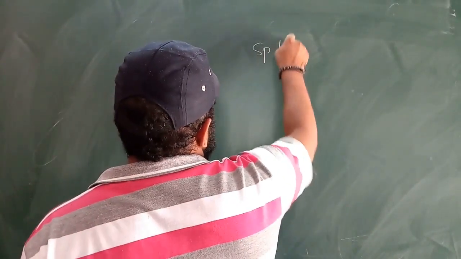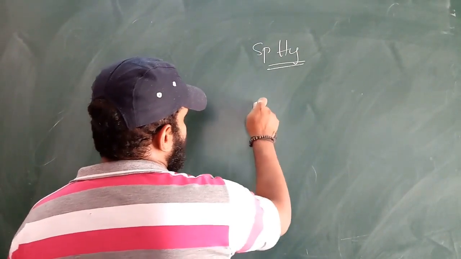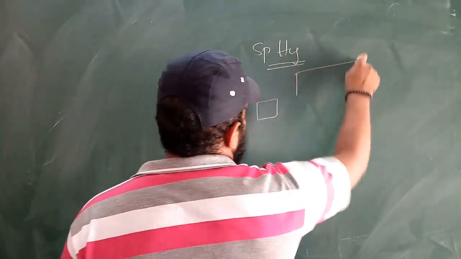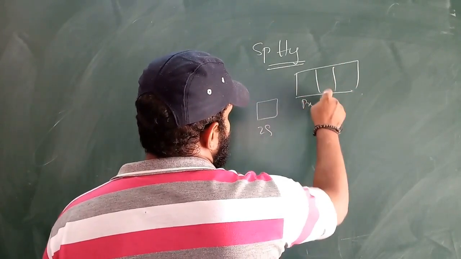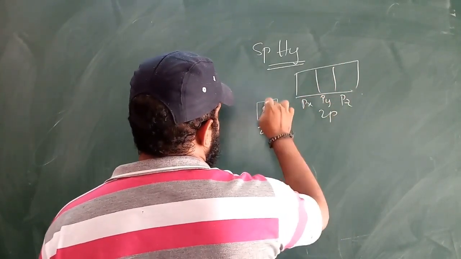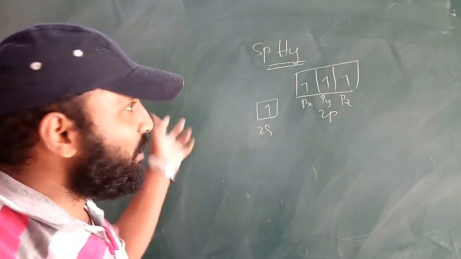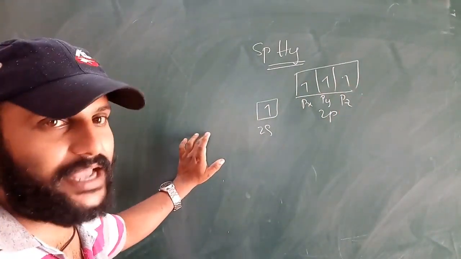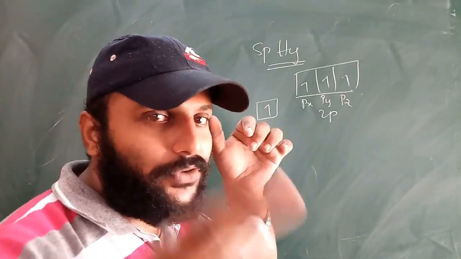sp hybridization. What is this sp hybridization? As I said, if you see the ground state here, this is our 2s and this is our 2p: px, py, pz. Think that electron promotion has taken place during the bonding time. Now during the hybridization, as it is sp hybridization, sp is what? One s orbital and one p orbital will go for hybridization.